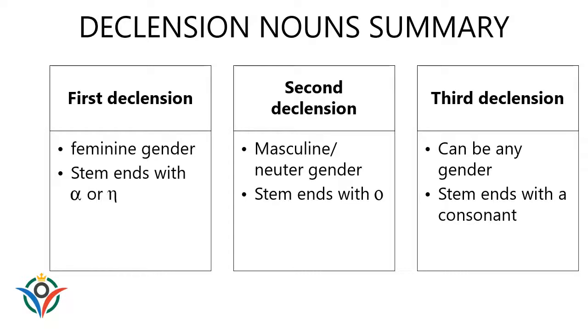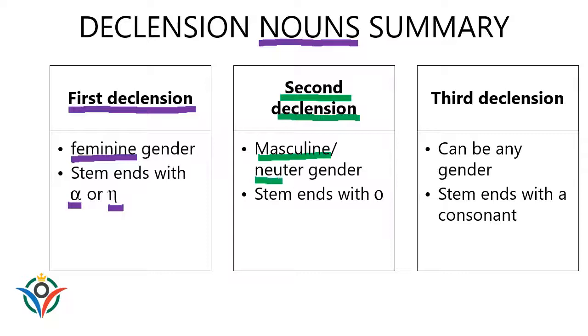I can't believe how fast this lesson is going by. But now that we have gone through the middle passive verb endings, it's now time to turn our attention to nouns again. So let's remind ourselves of the three different types of noun declensions that we get. We get the first declensions, which are characterized by the feminine gender because their stem ends with an alpha or an eta. The second declension nouns have a masculine or a neuter gender because their stems end with an omicron.